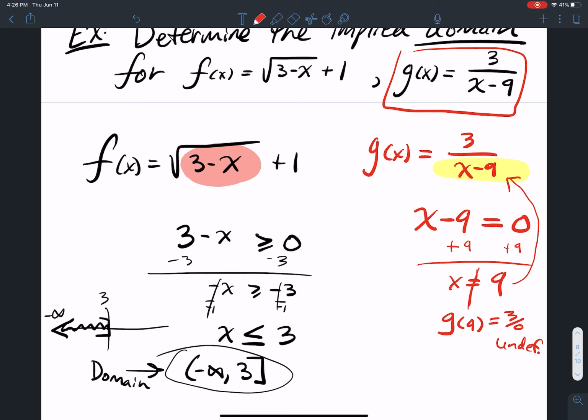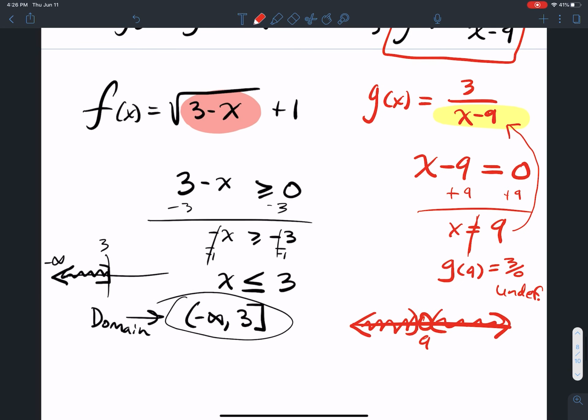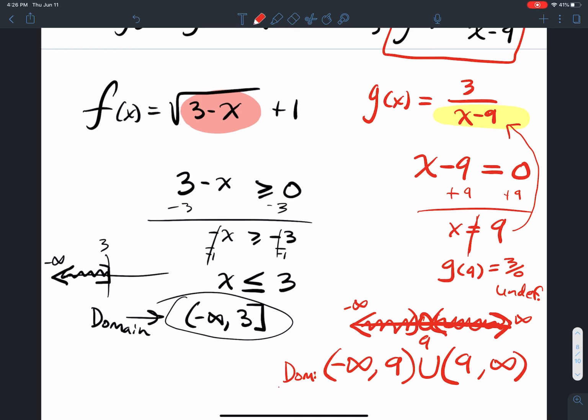So every value of x works except for 9. Everything else works, okay? So how do I write this? I go from negative infinity up to 9, and I do a parenthesis, and then I do a union because I skip over 9, and I go from 9 out to positive infinity. And this is my domain. Okay, that's how I want you to write the domain.